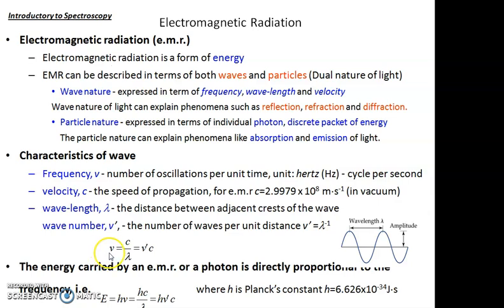Now, what is the relation between frequency and wavelength? The frequency nu is equal to c by lambda. What is c? c is the velocity of light. What is the energy of the photon? The energy of the photon is E equal to h nu. What is h? h is Planck's constant, and its value is 6.626 times 10 to the power minus 34 joule second.